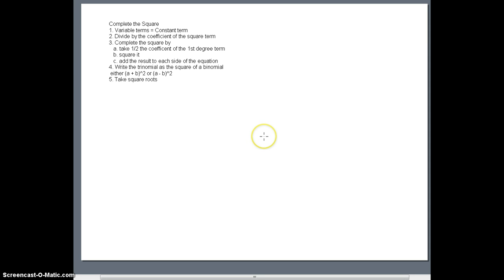For completing the square of a quadratic equation, we can use the algorithm that we learned in class. For example, if we have a quadratic equation, the first step is to write the variables equal to the constant.